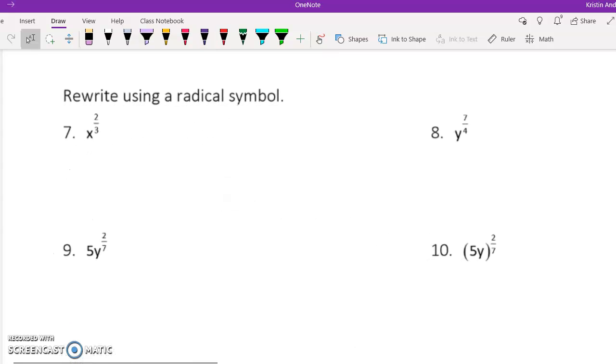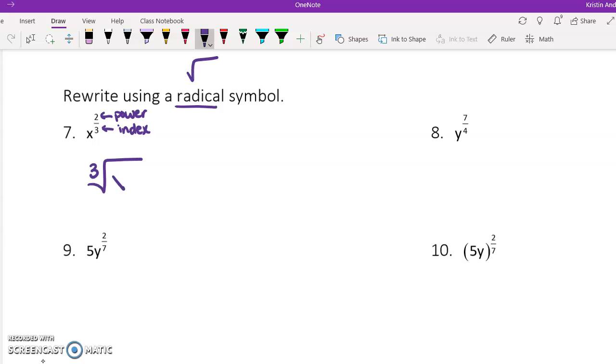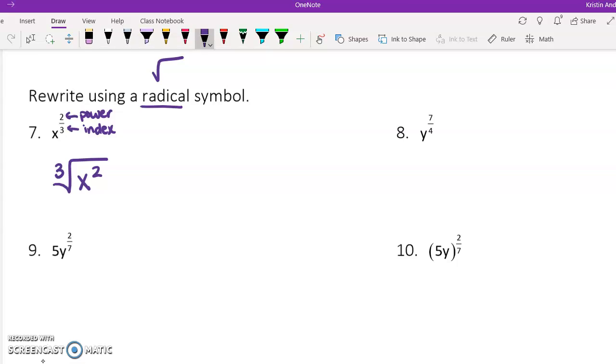Rewrite using a radical symbol. So a radical symbol is some sort of square root, cube root, fourth root, etc. Again, this is the power, or the exponent. This is the index on the radical. So I have a cube root of x squared. And number 8, this is my power, and this is my index. So this is the fourth root of y to the 7th.